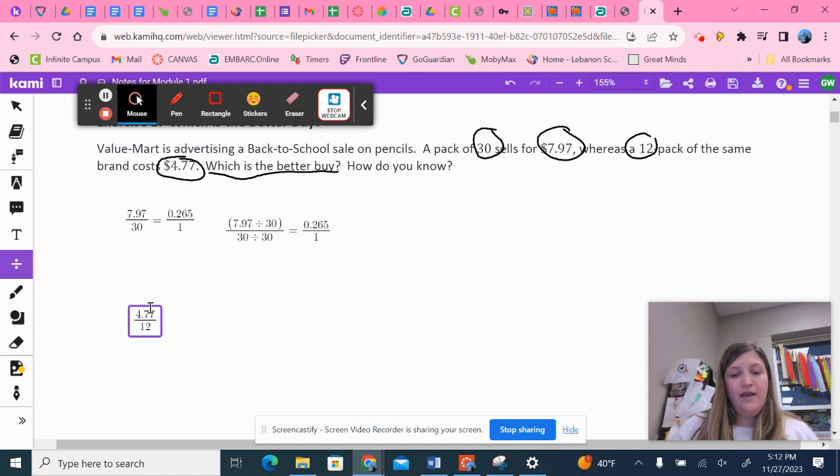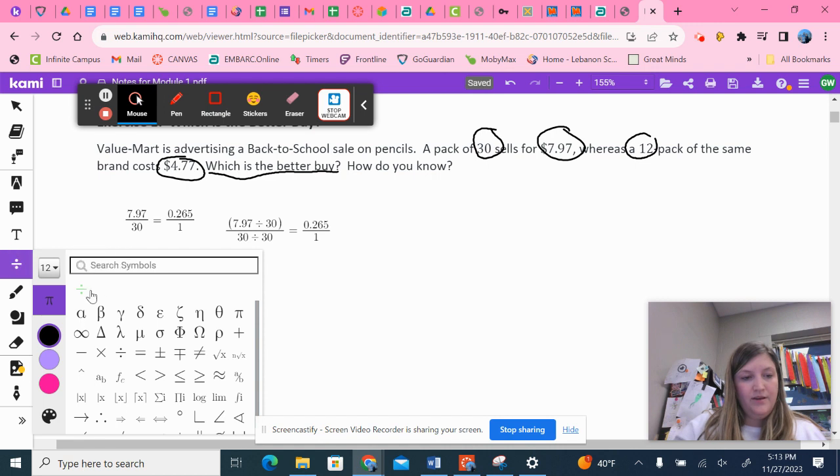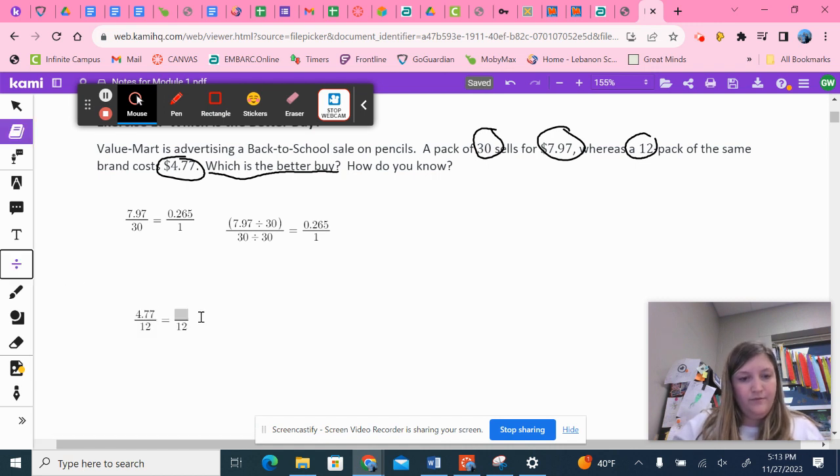So we're going to go ahead and write out our equation again. Just like last time, we want to know the price per pencil. So we want to know what the price of one pencil is. Okay, so one pencil, how am I going to get 12 to become a 1? Remember, we have to multiply or divide. So what we did, we take 12, okay, we divide 12.